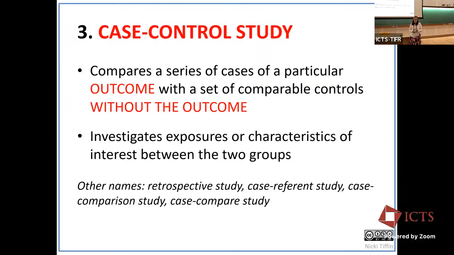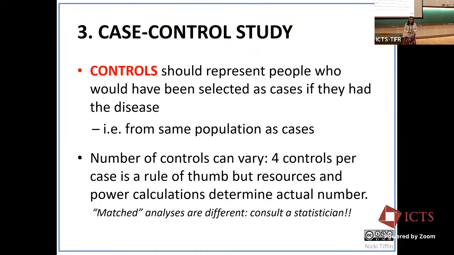You'll hear it called a case reference study, case comparison study, case compare study, or case control study. Essentially, you have two groups that you've selected according to whether they have the outcome of interest or not, the case group or the control group. As I said, the control should be as close to the case population as possible, except for the difference of one having the outcome and the other not, so that we can make the comparison with as little bias or skew in the data as possible.